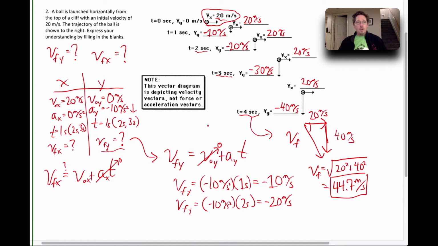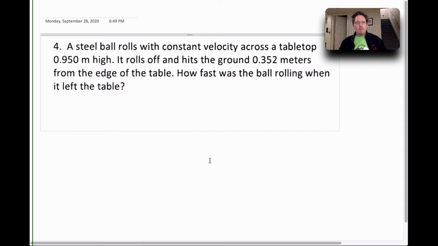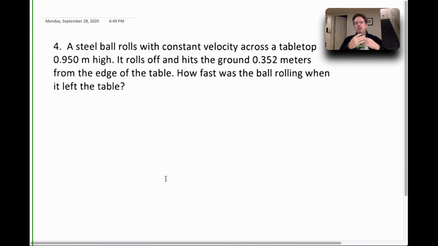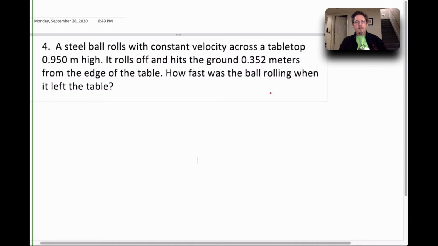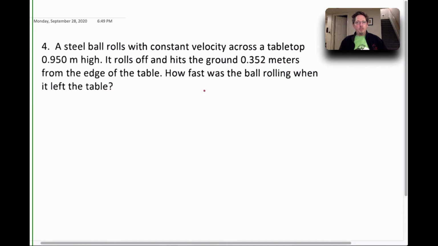Okay, so moving on to our next problem. I chose problem 4. And this was a good example of a different unknown, different setup. It didn't have all the x and y already split out for us. So for number 4, it says we have this steel ball that rolls with a constant velocity across a tabletop. They give us the height of the tabletop. It rolls off and hits the ground 0.352 meters away from the edge of the table.